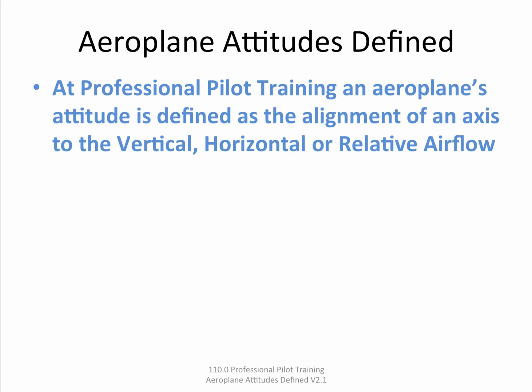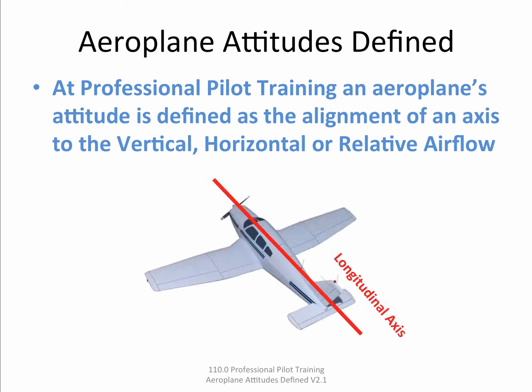At Professional Pilot Training, an aeroplane's attitude is defined as the alignment of an axis to the vertical, horizontal, or relative airflow. This is an aeroplane's longitudinal axis. This is an aeroplane's lateral axis.